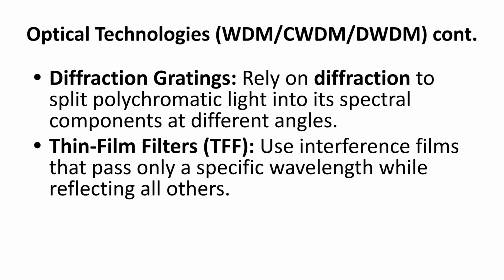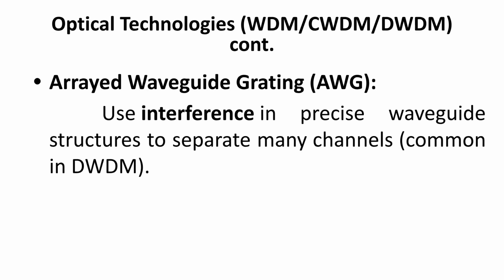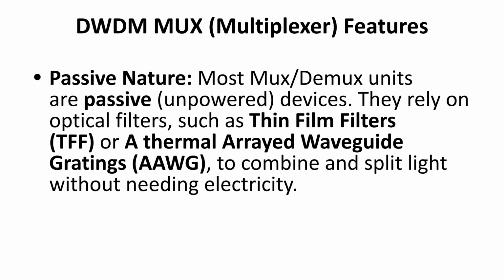Diffraction gratings rely on diffraction to split polychromatic light into its spectral components at different angles. Thin film filters use interference films that pass only a specific wavelength while reflecting all others. Arrayed waveguide gratings, or AWGs, utilize interference within precise waveguide structures. This allows them to separate many channels, which is a common and necessary capability in DWDM systems.